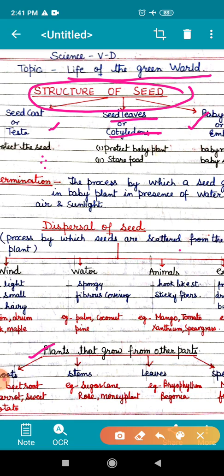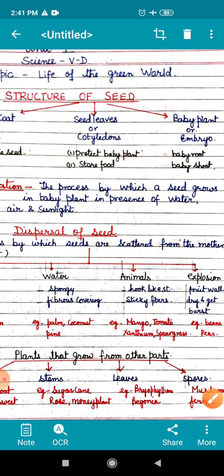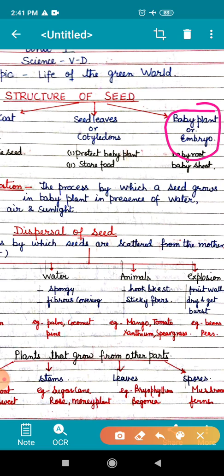These cotyledons protect the baby plant and are stored food that the baby plant uses till it grows the first green leaf. Now the third part of the seed is the baby plant or embryo. Children, baby plant or embryo is a small plant, so it is called baby plant. It has a baby shoot and baby root that further make the root and stem of the plant.